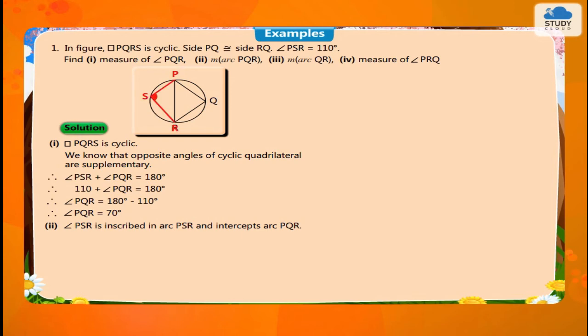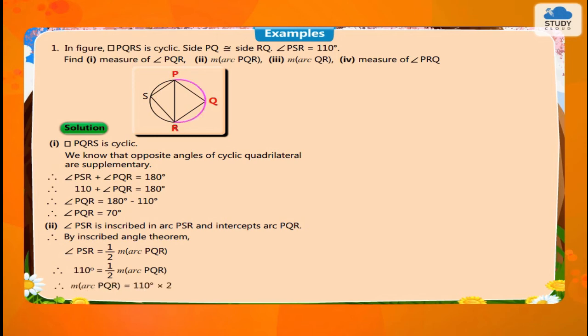2. Angle PSR is inscribed in arc PSR and intercepts arc PQR. Therefore, by inscribed angle theorem, angle PSR is equal to half measure of arc PQR. Therefore, 110 degrees equal to half measure of arc PQR. Therefore, measure of arc PQR is equal to 110 degree into 2. Therefore, measure of arc PQR is equal to 220 degree.